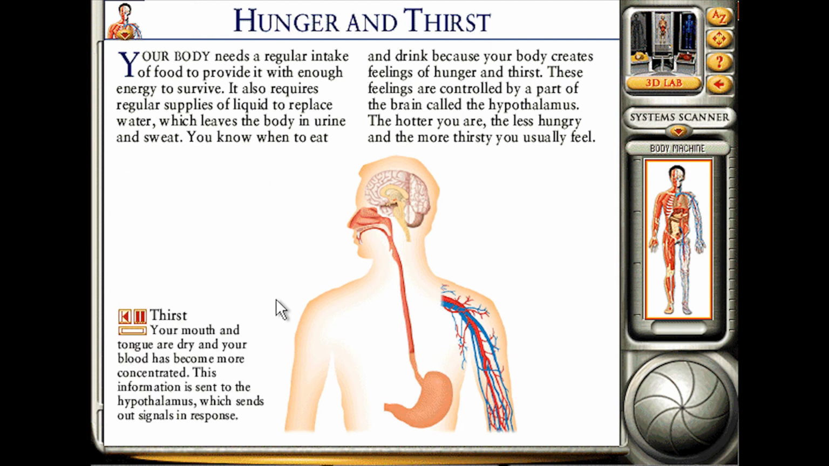When you have not drunk fluids for several hours, your mouth and tongue become dry. Also, your blood becomes more concentrated because it contains less water. This information is received by the hypothalamus in the brain. The hypothalamus sends out messages in return that make you feel thirsty. Once you have drunk a thirst-quenching liquid, such as water, the messages stop and your thirst disappears.